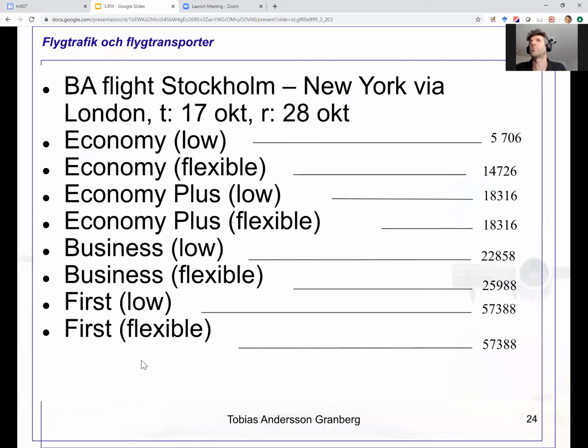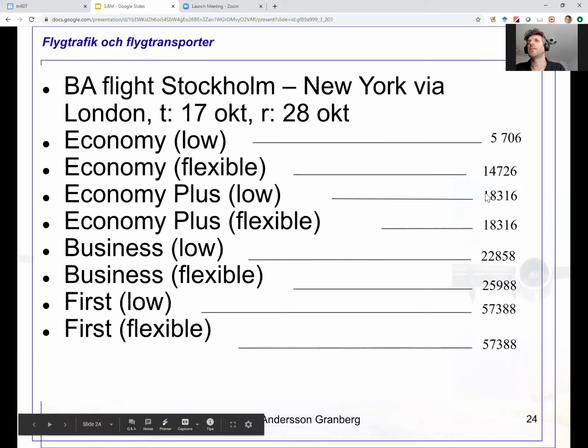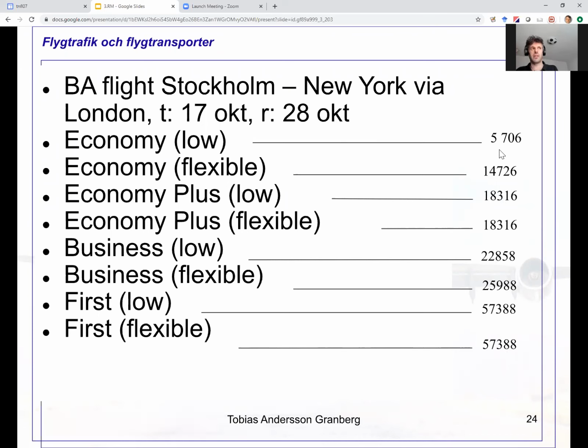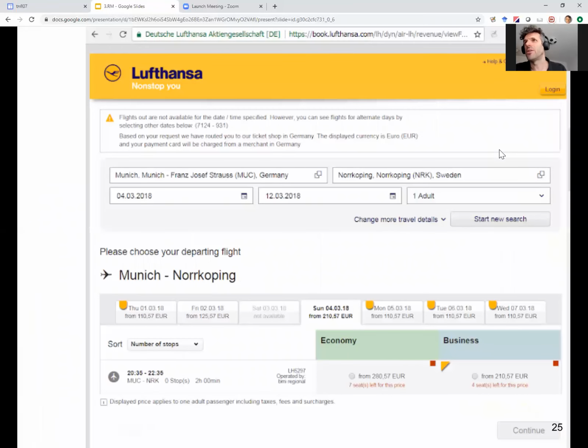So, some examples again. Here I'm using an example from Tobias. I'm not sure from which year he had this, 28th of October. But the important thing is that the price could differ by a factor of 10. And as we will see, it is indeed not the absolute value of the prices, but their ratio, what the business passenger pays to what the economy or leisure passenger pays, which determines the optimal seat reservation level.